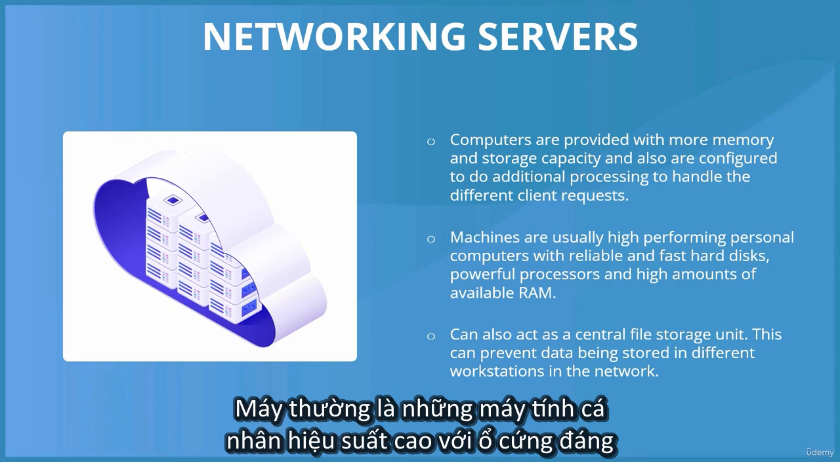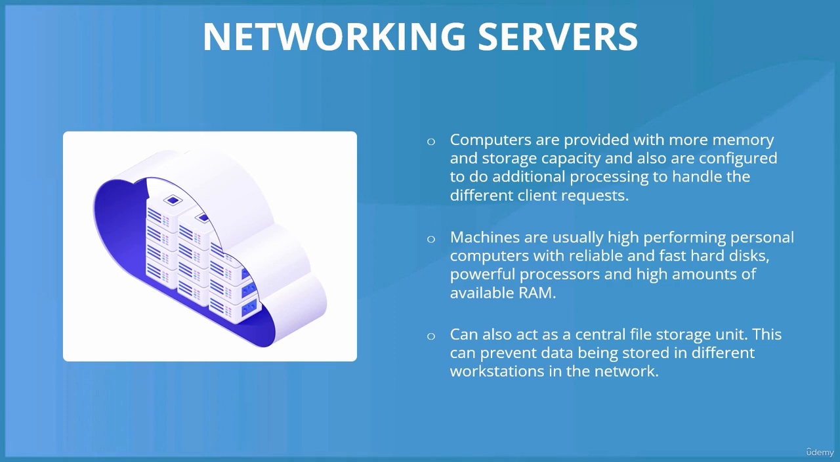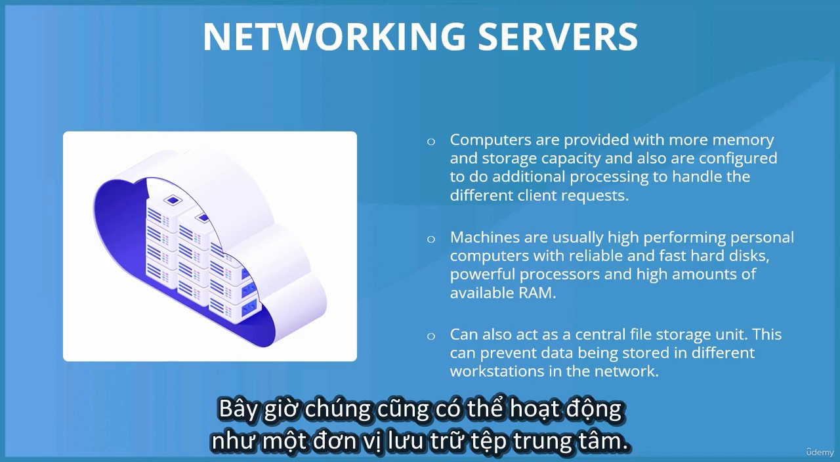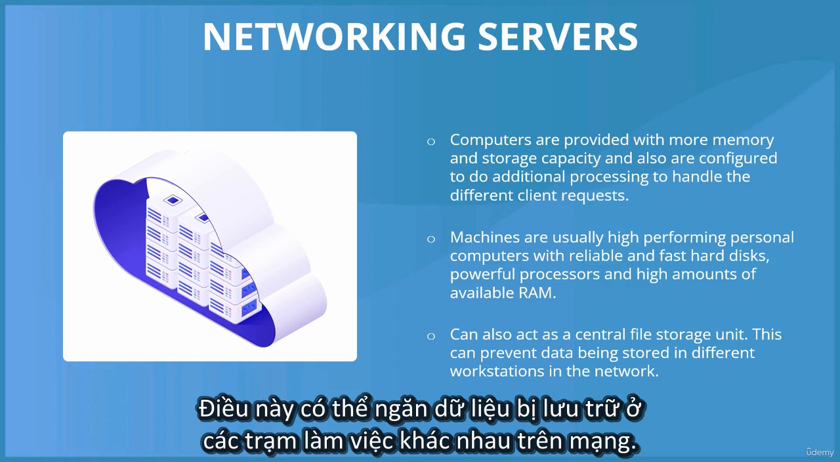Machines are usually high-performing personal computers with reliable and fast hard disks, powerful processors, as well as high amounts of available RAM. Now, they can also act as a central file storage unit. So this can prevent data being stored in different workstations around the network.